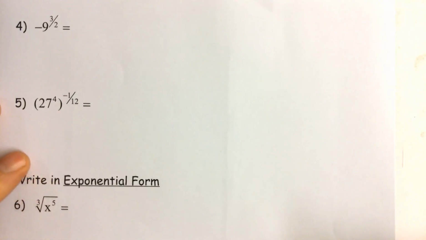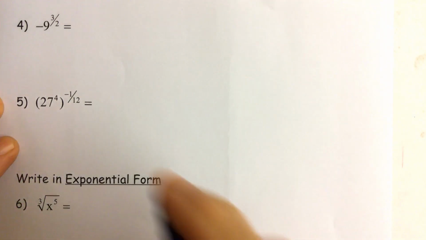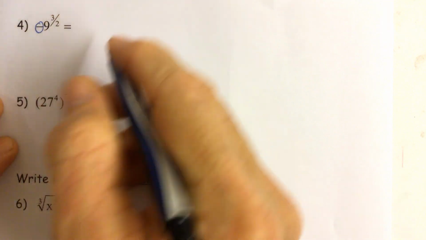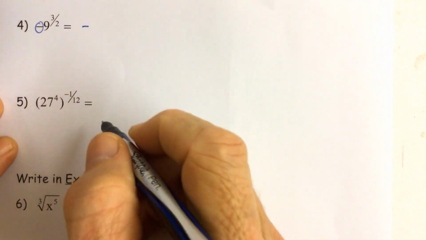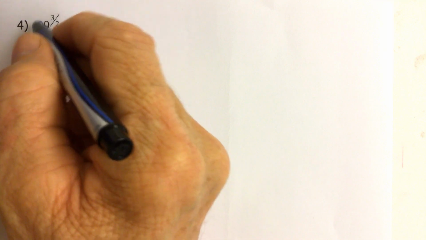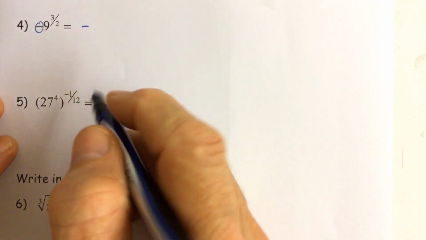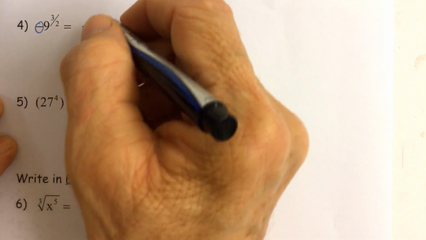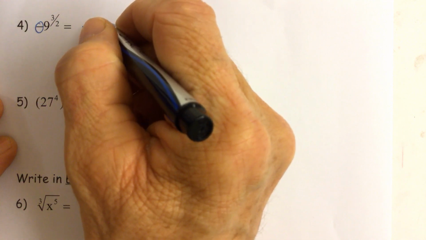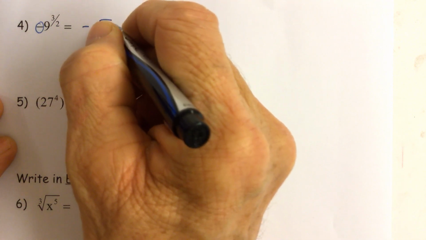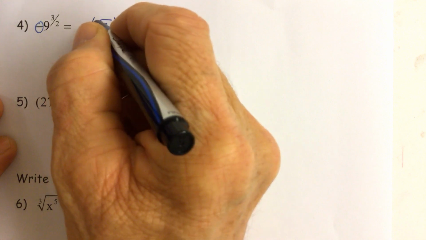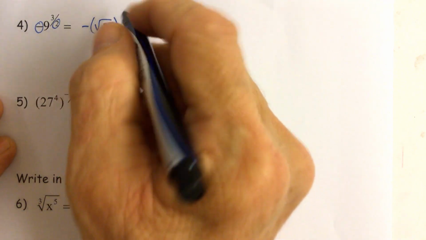So in this next example, number 4, pause the video if you don't have that yet. But for number 4, we see we have a negative number. No matter what, that negative is going to stay outside the radical. It's not negative 9 all to the 3/2. It's the opposite of 9 to the 3/2. And so that means that we have the opposite of the square root of 9. Now this time I'm not going to write that 2 right there because I already know that's the square root, so it's just going to be written like that.